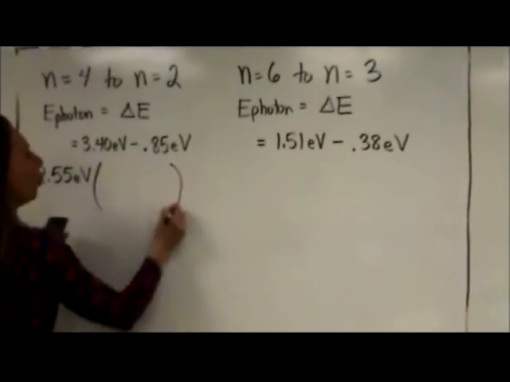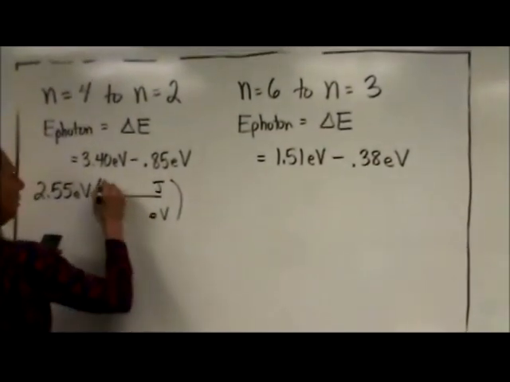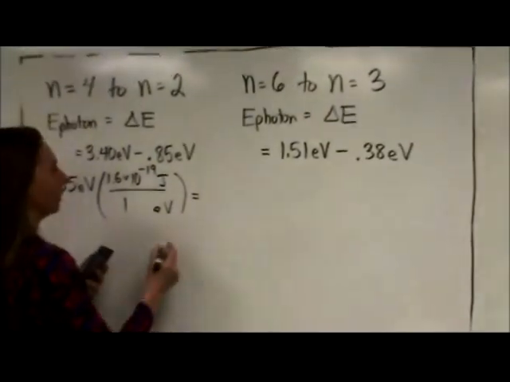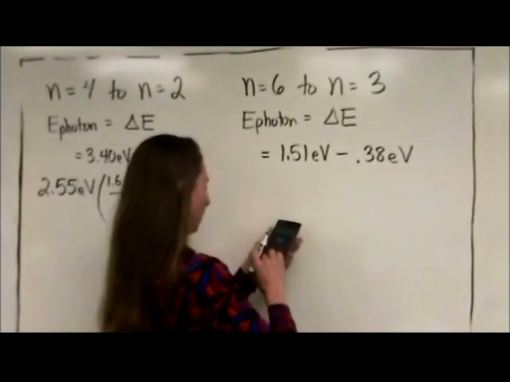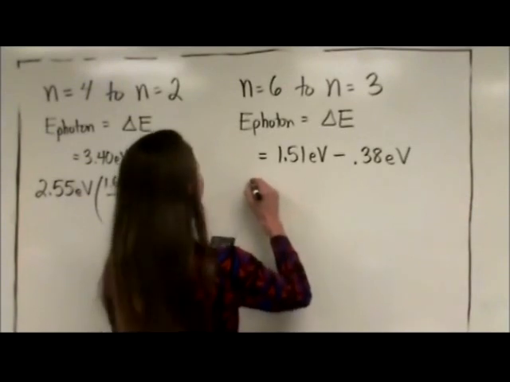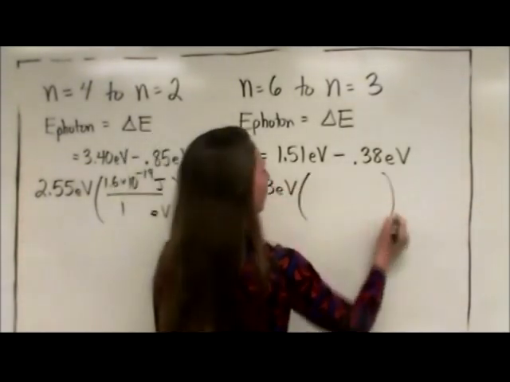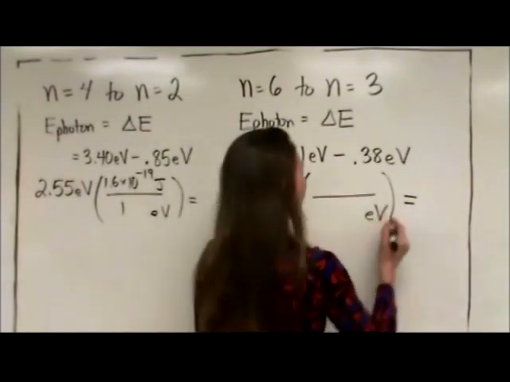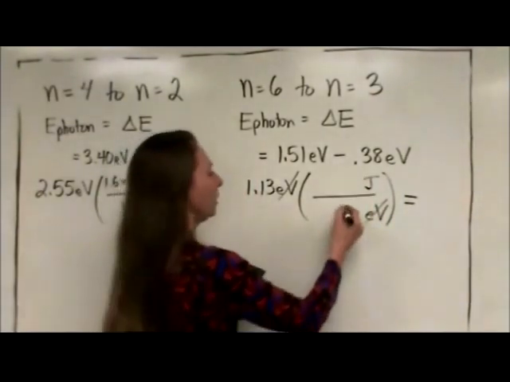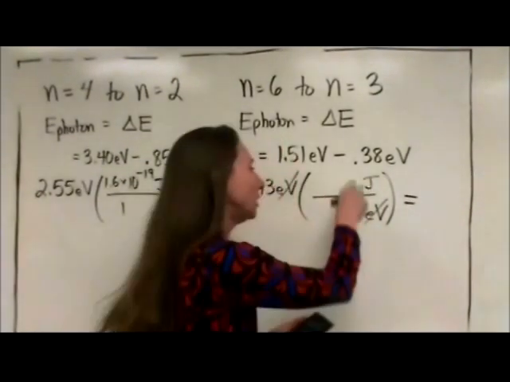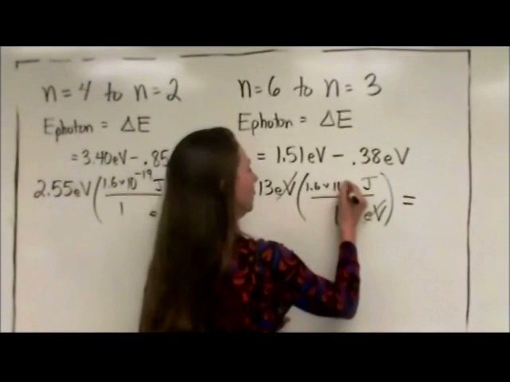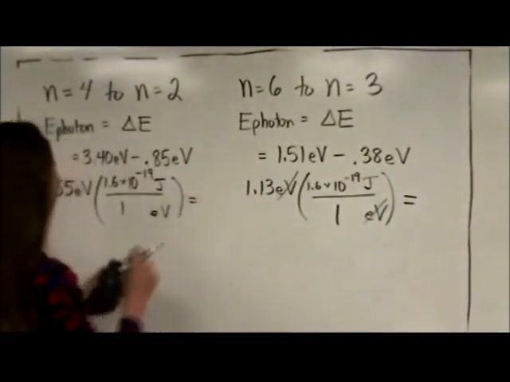electron volts. We know we're going to have to convert that to joules. So we're going to multiply by 1.6 times 10 to the negative 19. Over here, we have 1.51 minus 0.38. So that's 1.13 electron volts. And again, we know we're going to have to convert that to joules. We want the electron volts to cancel. We want joules. 1 electron volt, again, you can look this up on the front of your reference tables, is equal to 1.6 times 10 to the negative 19 joules. All right, let's do this math.